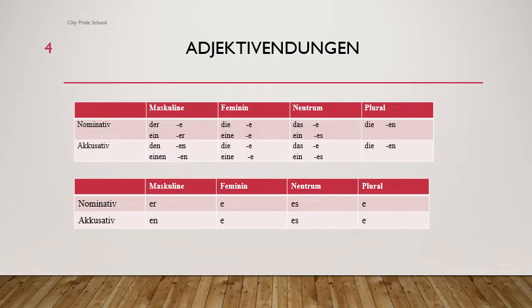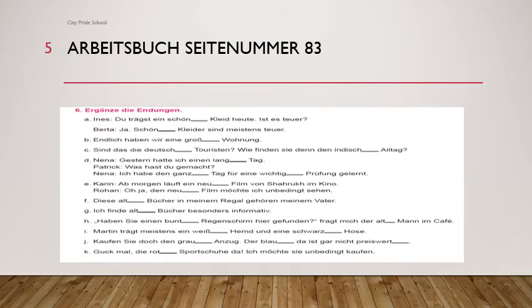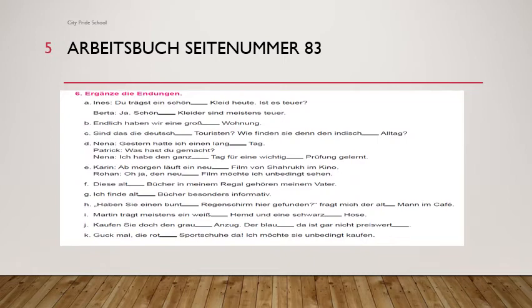Okay, I hope both the tables are clear. Now we can solve the exercise. So let's move ahead. Arbeitsbuch Seite Nummer 83. Open workbook page number 83. Exercise Aufgabe 6. Ergänze die Endungen. You have to fill up the endings. Here I will explain only the difficult words' meanings. In our live class, we will discuss the answers of the same.